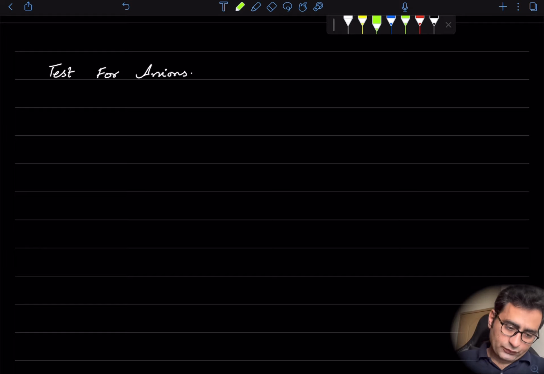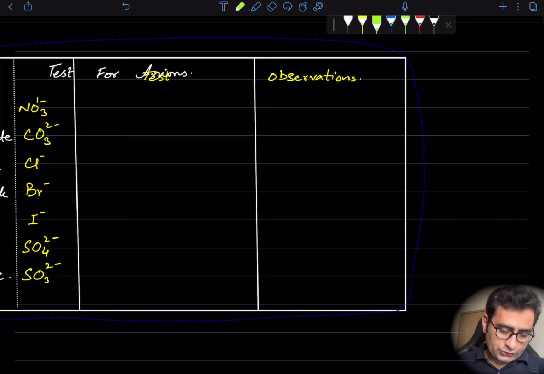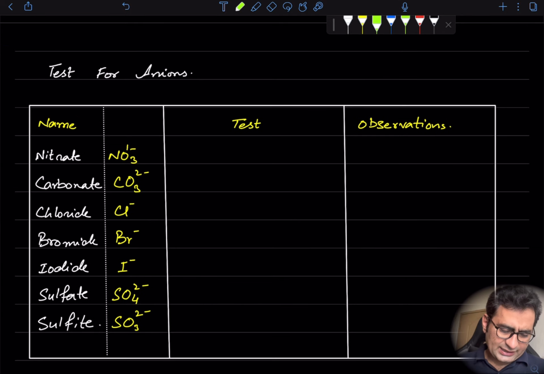Let's start with the test for anions. Multiple anions are part of your syllabus. Almost 5 to 6 anions are part of your syllabus. This is a list of anions that are part of our syllabus: nitrate, carbonate, then halides: chloride, bromide, and iodide. And the last are sulfate and sulfite.